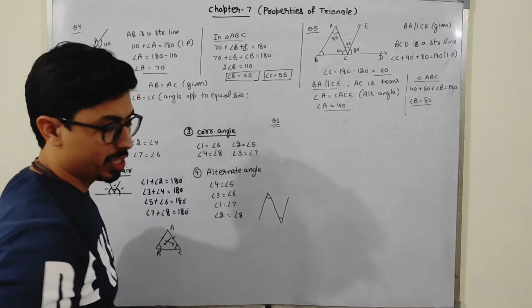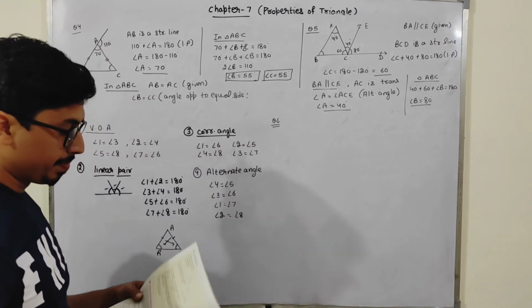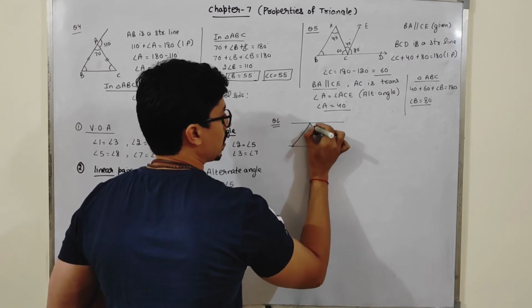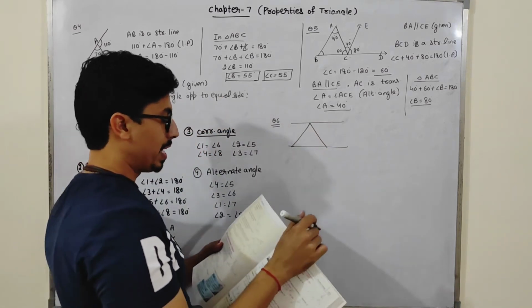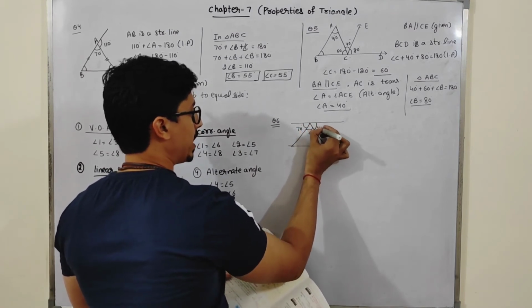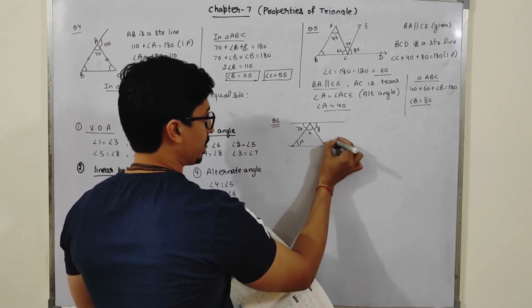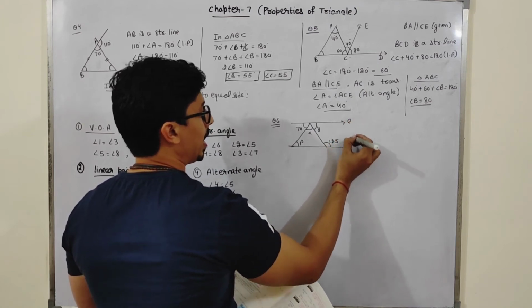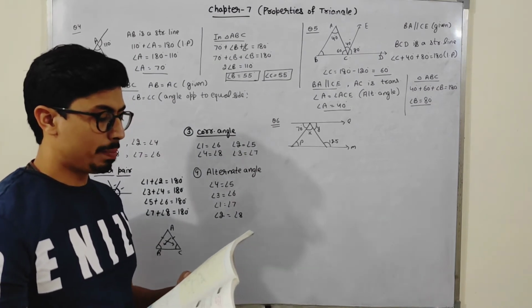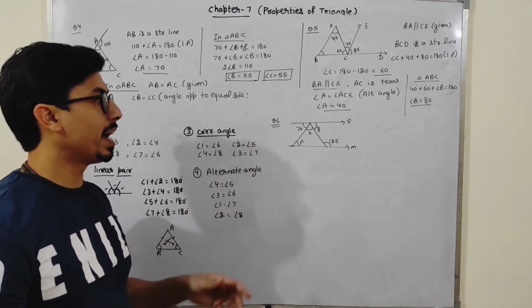See, in question number 6, students, what is given? A figure like this is given to us. In this we have, this is 70 degrees, this is X, this is Y, this is P, and this is 125. This is line L and this is line M, and L is parallel to M. Find the value of the unknown angles. Okay, that means I have to find out the value of X, Y and P.